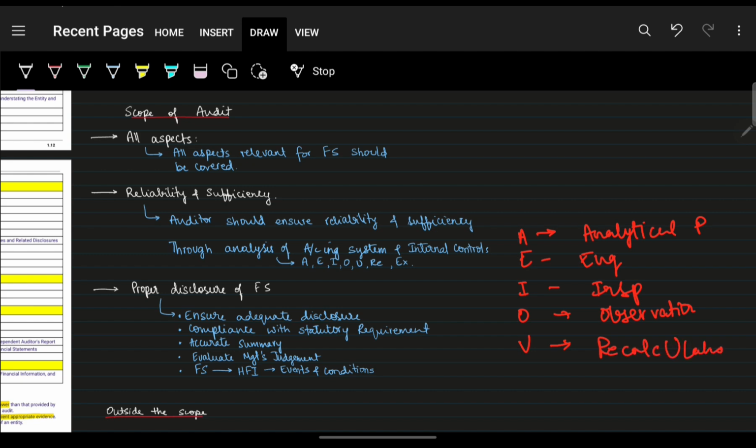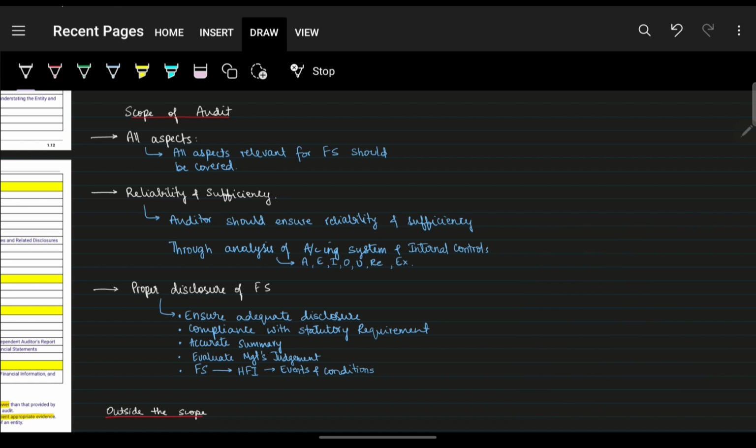Recalculation, right? Next is AEIOU, reperform. What reperform is: you will reperform what the management and TCWG have done, to check whether you are reaching the same amounts. And then lastly, it was the external confirmation, from outsiders, basically.